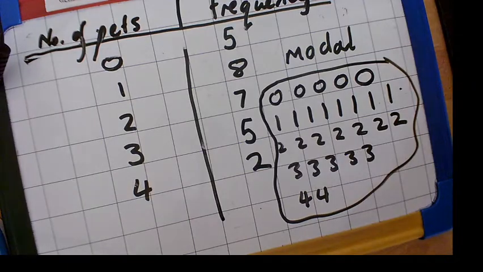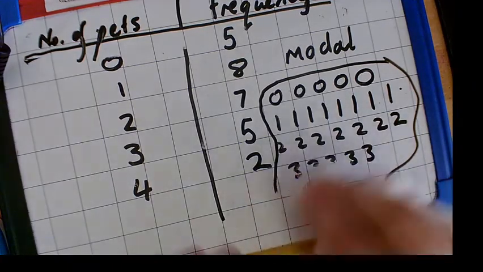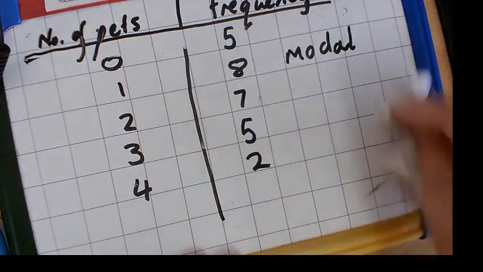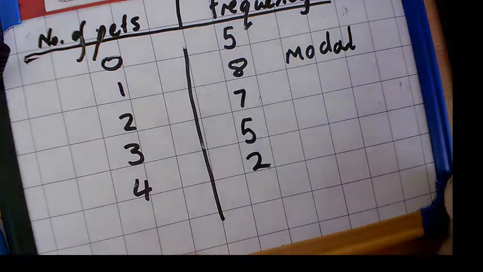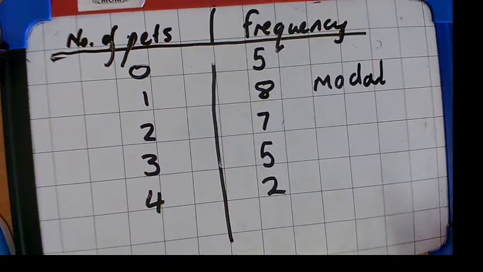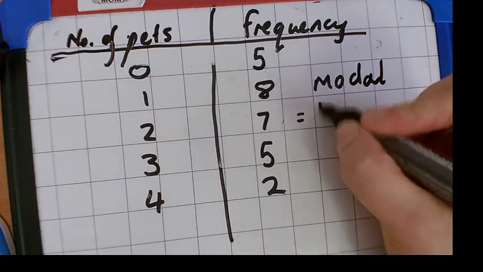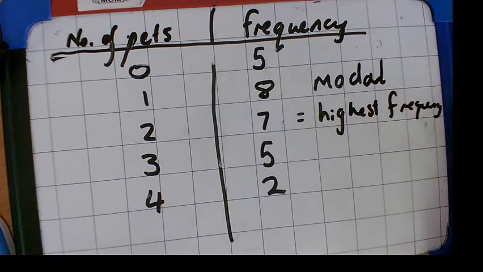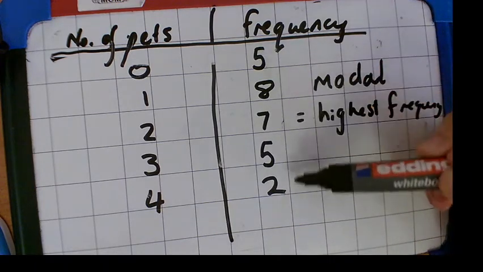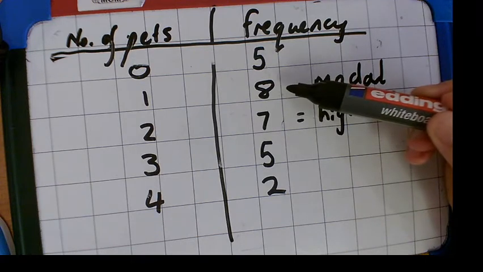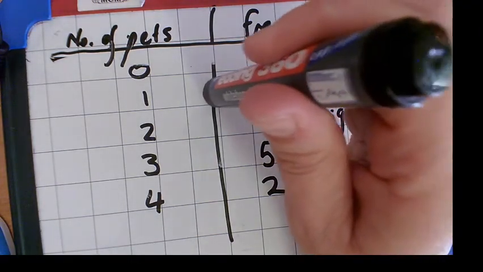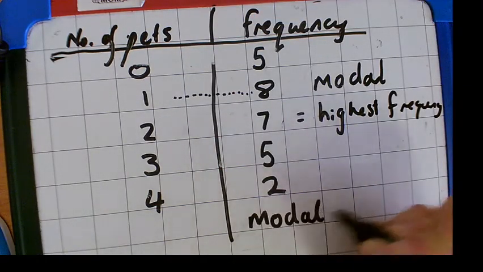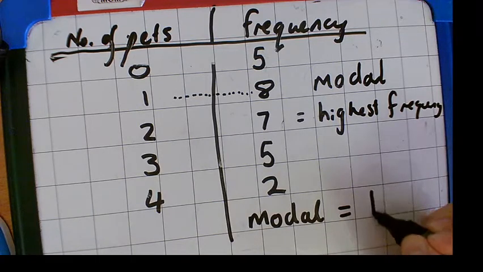So how can I do this without writing that data out? Because writing out all the data is a bit of a pain in the backside. And if these numbers were really, really high, it's the last thing you'd want to do. So what we do is, for the modal piece of data from a table, we find the one with the highest frequency. So let's look at the frequencies. Here are the frequencies. Which one's got the highest frequency? 8's the highest frequency, isn't it? And what was that? It was a 1. So the modal number of pets is equal to 1.